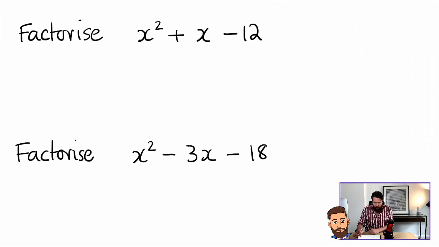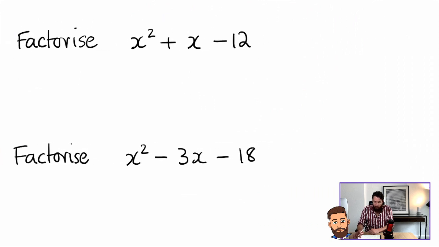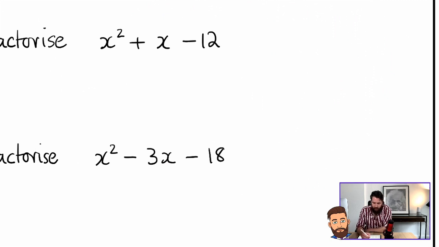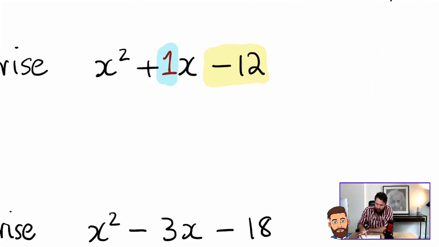Example 3. Factorize x squared plus x minus 12. So I need two numbers that multiply together to make C, which is -12, and add together to make B. But oh, there is no B. However, we know that x means 1x, okay? X means 1x. So I need two numbers that add together to make 1 and times together to make -12.